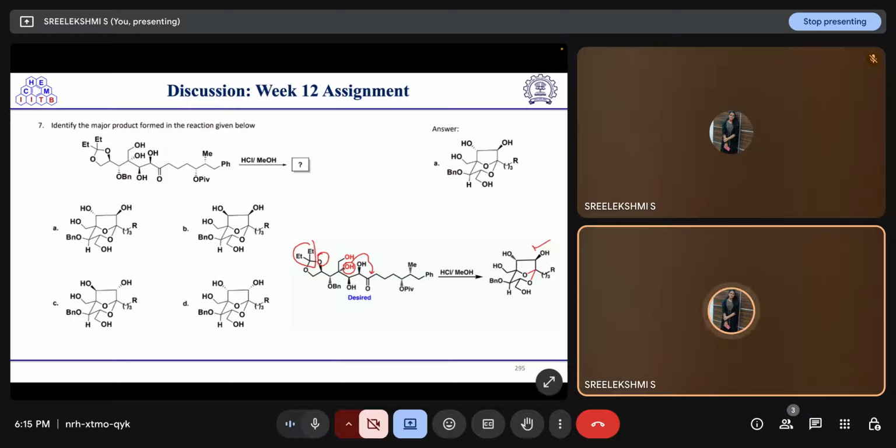So here what would happen, in the presence of HCl methanol, this hydroxyl group will attack over the center and it will form the cyclized structure. So the correct answer here would be option A.